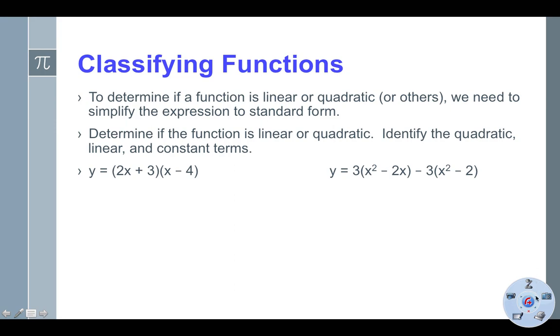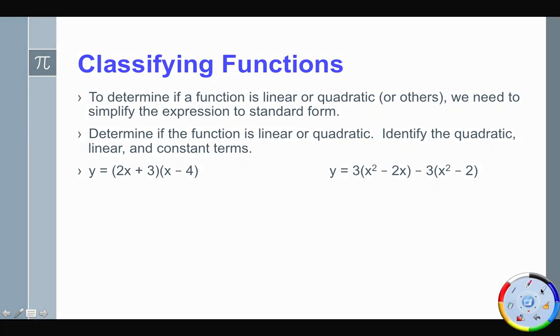So here are my two examples. And on the first example, we have a product of two, what we call binomials, because there's two objects. 2x and 3 is binomial, right? So we have a product of two binomials. So we need to determine by foiling this if it is a quadratic equation or if it is a quadratic function or a linear function.